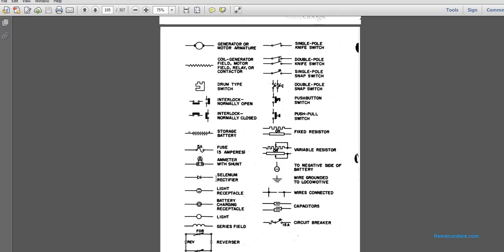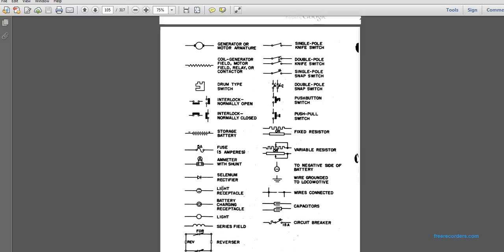Armature shunt is shown by basically a box with an armature with a shunt. The negative side of the battery is shown as a point of zero drawn into an output, like a dead end zero slash. A cable terminal is given a pothead symbol without the circle. For other wiring capabilities, wire grounded to the locomotive is given as a down triangle, a pyramid of lines.